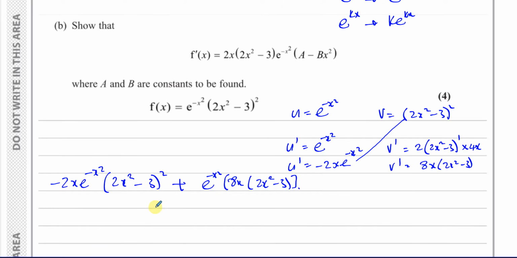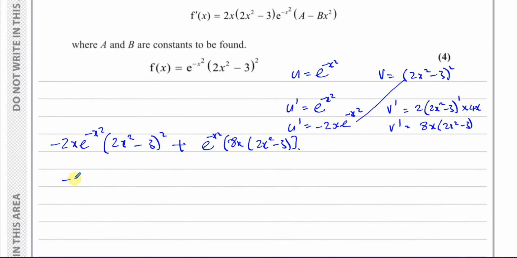Okay, so now we end up with this being minus 2x e to the power of minus x squared times 2x squared minus 3 squared, and that's going to be plus 8x e to the power of minus x squared times 2x squared minus 3.